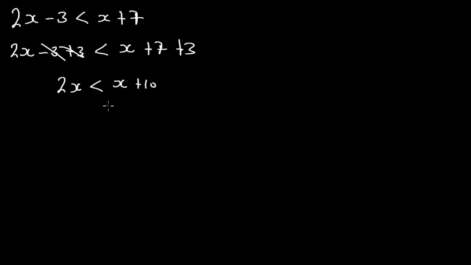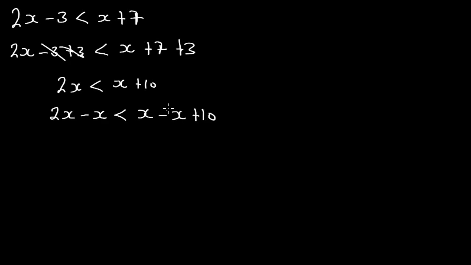To get it away from the right hand side, we need to subtract x from both sides, because it's actually positive x, and we need its opposite to get rid of it. We need opposites to get rid of it. So let's subtract x from both sides. We have 2x minus x is less than x minus x plus 10.